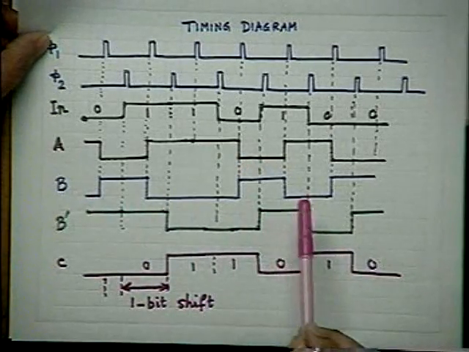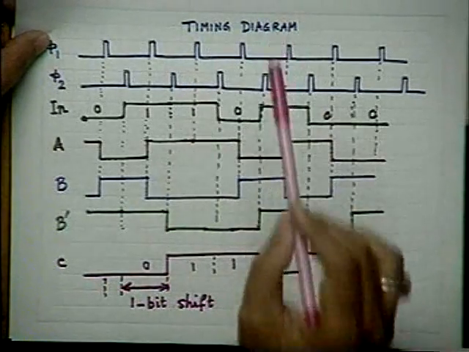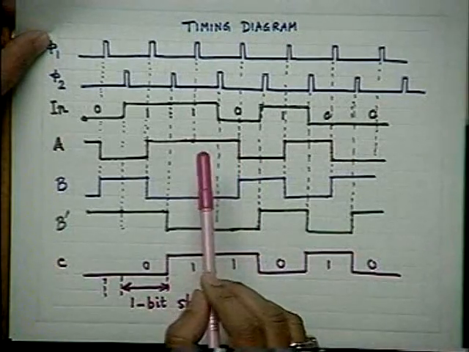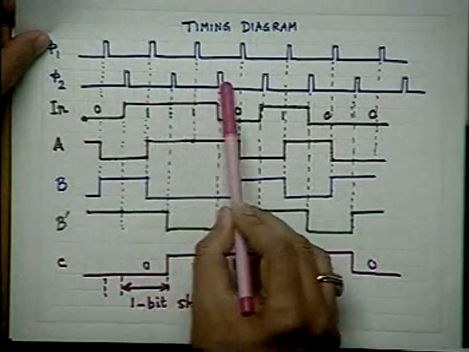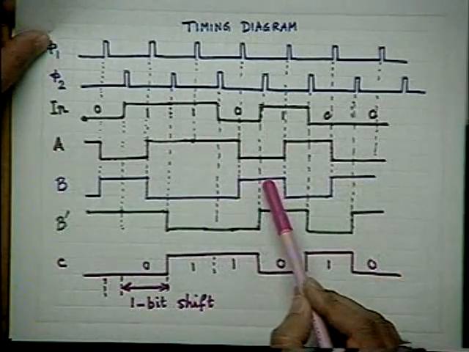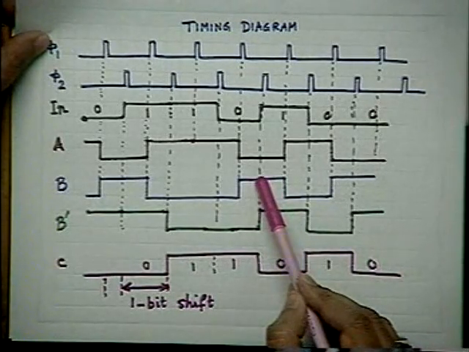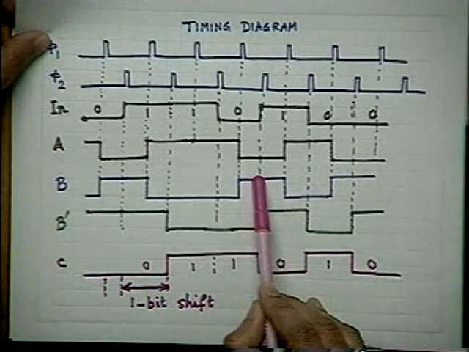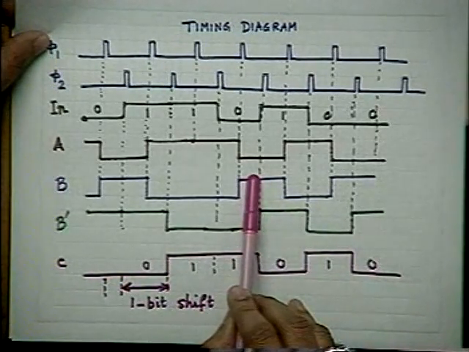So one thing, let me ask you, do you expect that, say, you see that when phi 2 goes high at these different instants. Suppose here at this instant phi 2 goes high and B was high. Let us consider not that instant, another instant.